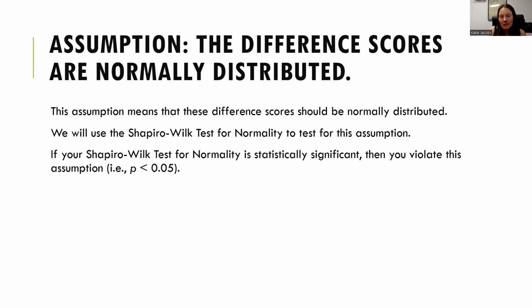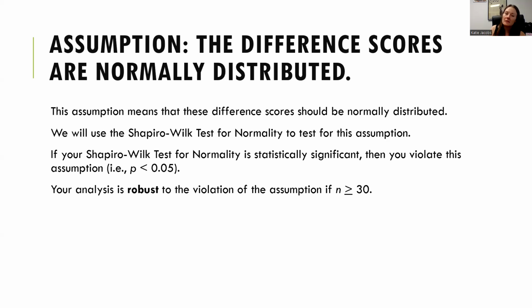So if our Shapiro-Wilk test for normality is statistically significant, in other words, our p-value is less than our alpha level, then we violate this assumption. If our p-value is equal to or greater than 0.05, then we meet this assumption and we're good and can move on and check our next assumption. However, if we violate this assumption, we can still do this analysis anyway. So it's robust to this violation as long as our sample size is 30 or bigger.